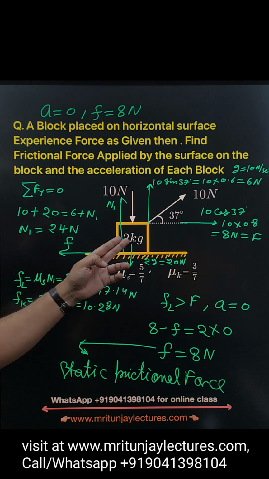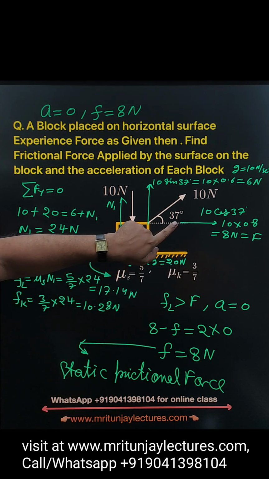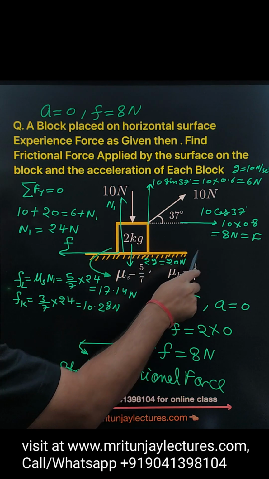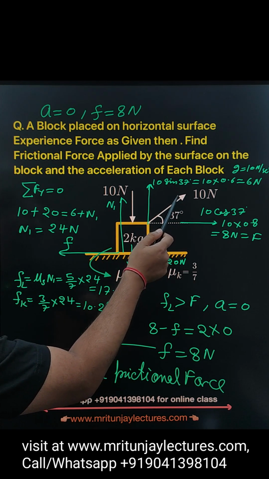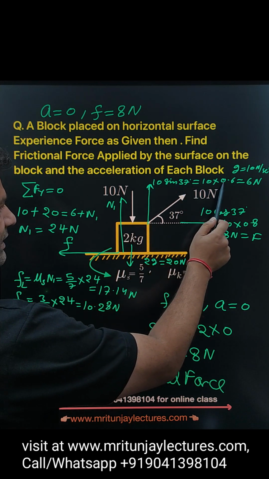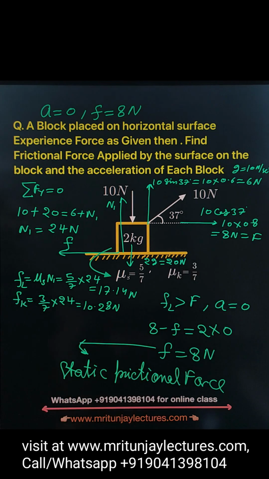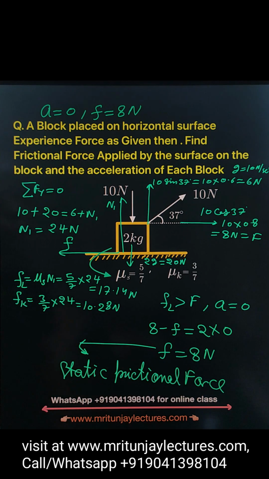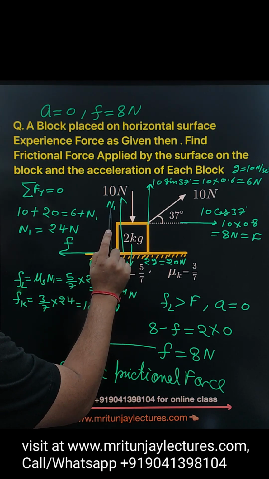First of all, make a free body diagram of that block. That is 10 Newton. So the component of 10 Newton in x direction is 10 cos 37, cos 37 is 0.8, so that is 8 Newton. And the component of 10 Newton in y direction is 10 sin 37, sin 37 is 0.6, so 10 into 0.6, that is 6 Newton. After that, mg works downward, so 2g is equal to 20 Newton, because we have taken g as 10. And the normal force applied by the surface on the block is always perpendicular to the surface, that is N1.